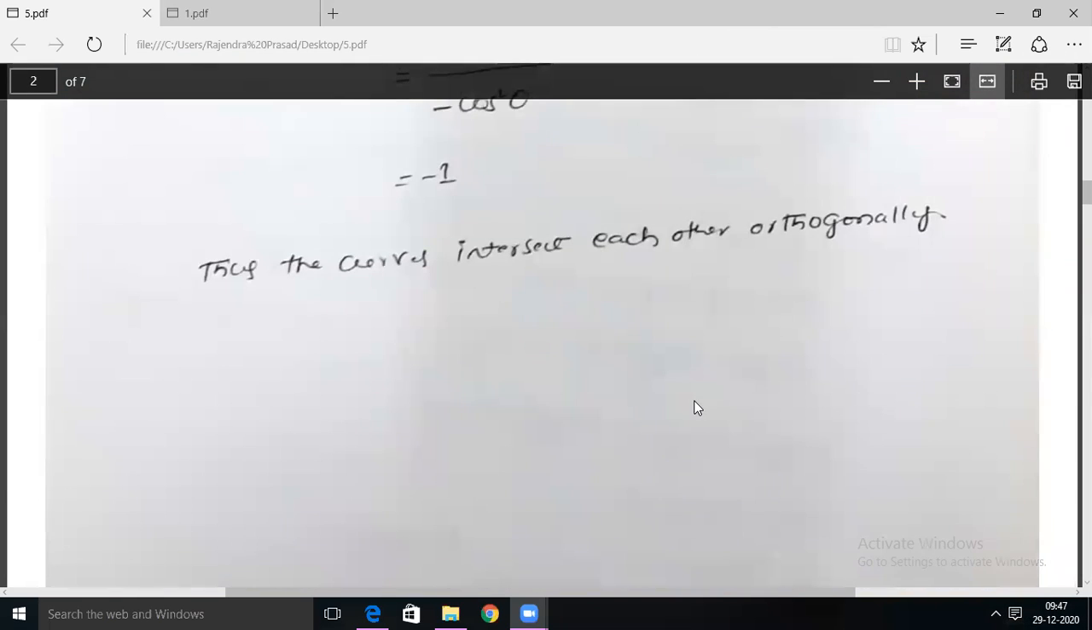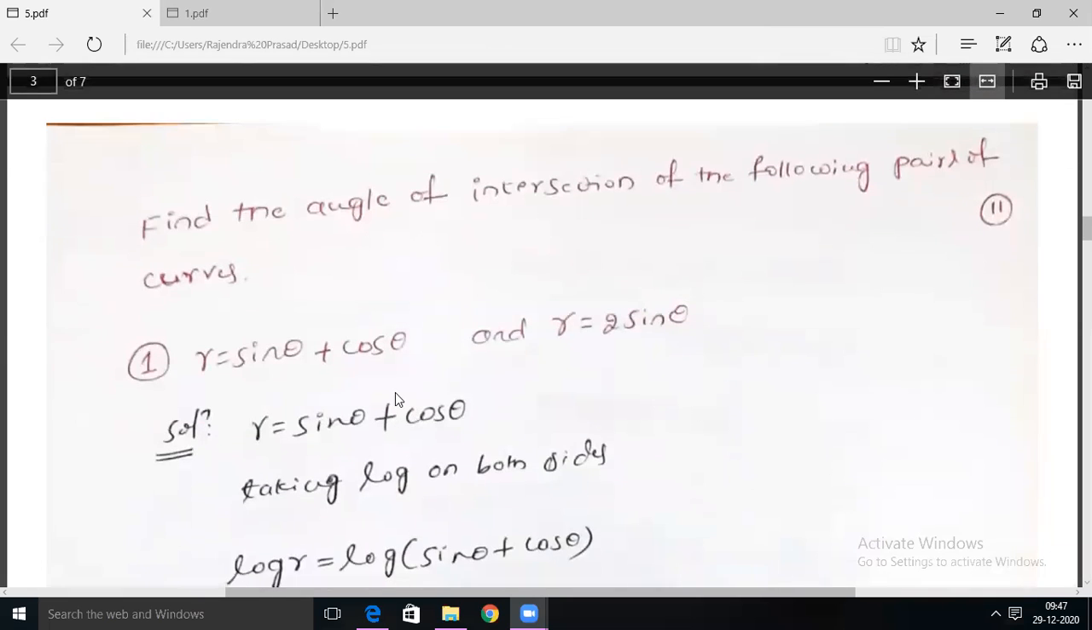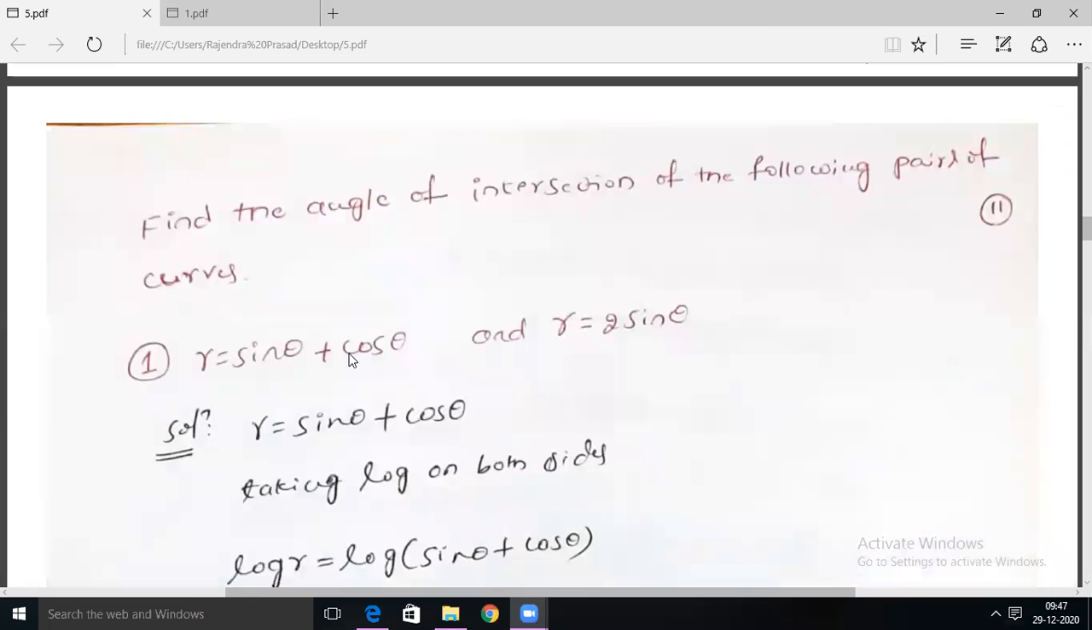Next we shall move on to find the angle of intersection of the following pairs of curves. Right. So observe carefully here. From the beginning, in the first set of problems, where we found the angle between the radius vector and tangent, only one polar curve was given. Right, only one polar curve is given. So we have to find out pi.